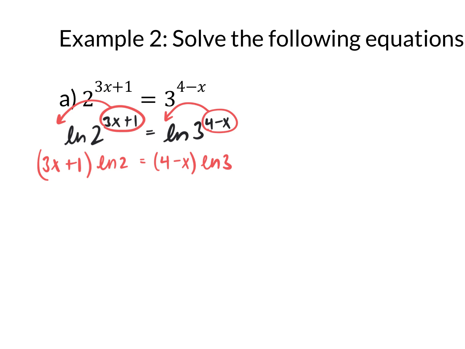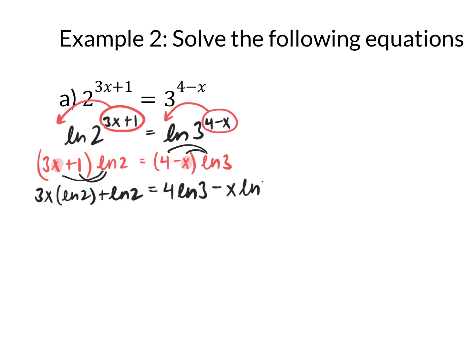Okay, well, we're trying to solve for x. So it's a bit of an issue that we have x's on both sides and they're in parentheses. So that means we're probably going to have to distribute that natural log of 2. So let's go ahead and distribute that. That's just a number. So when I distribute the natural log of 2, we have 3x times the natural log of 2 plus the natural log of 2 is equal to 4 times the natural log of 3 minus x times the natural log of 3.